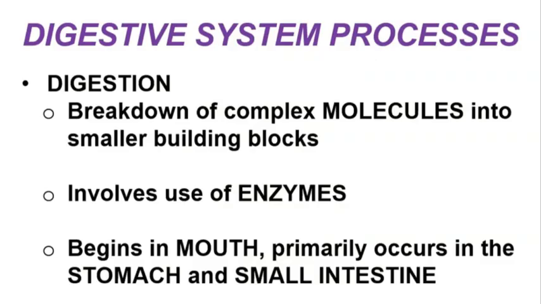So digestion describes the breakdown of complex molecules into simpler molecules, and this involves the use of enzymes. So chemical digestion or chemical breakdown is a process that begins in the mouth, as there are enzymes in saliva, but it primarily is going to occur in both the stomach and the small intestine. And we'll see that a majority of digestion is going to occur in the small intestine.